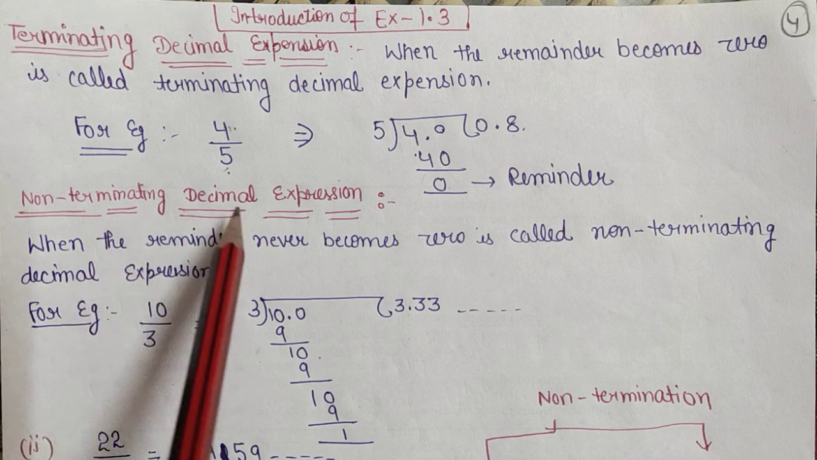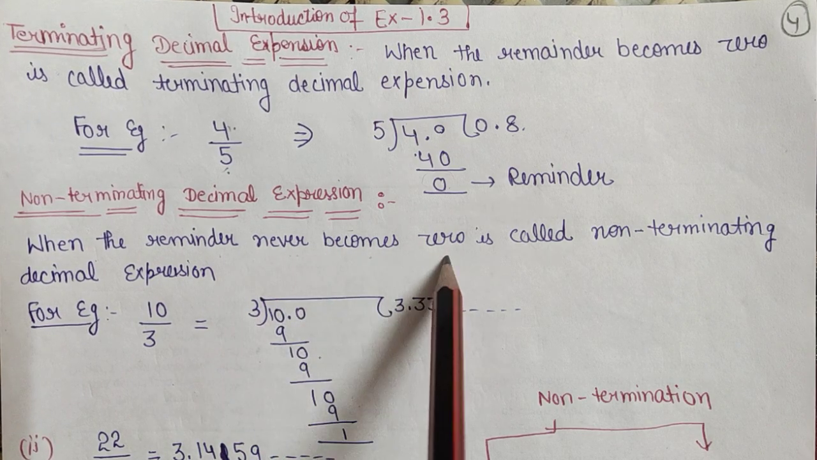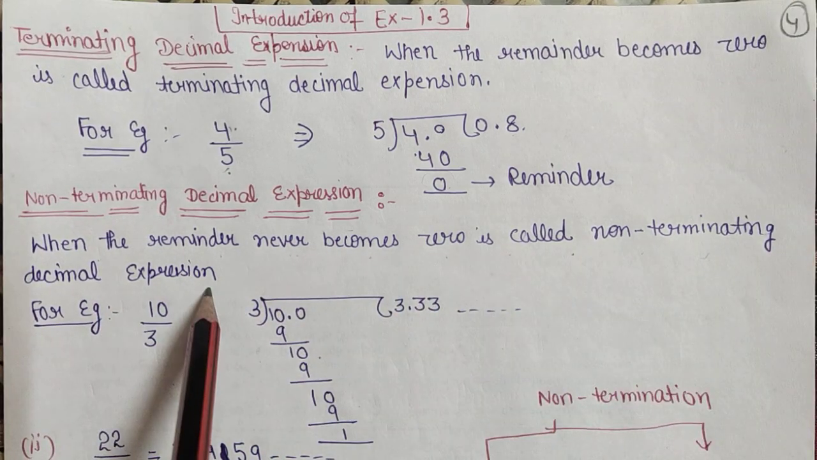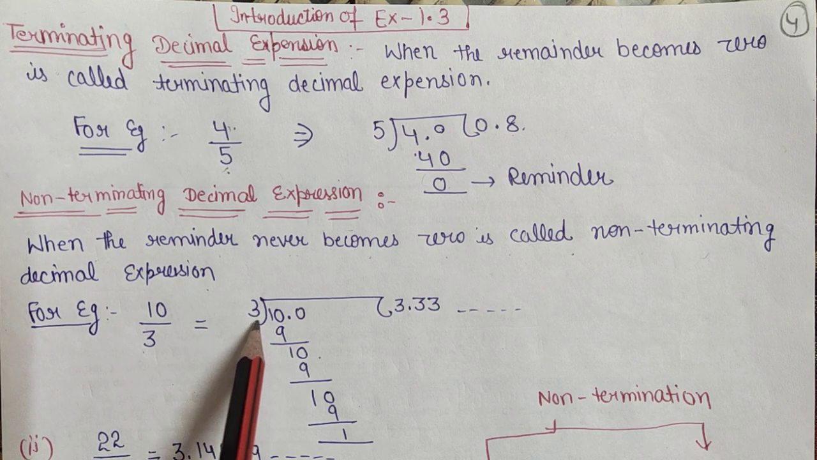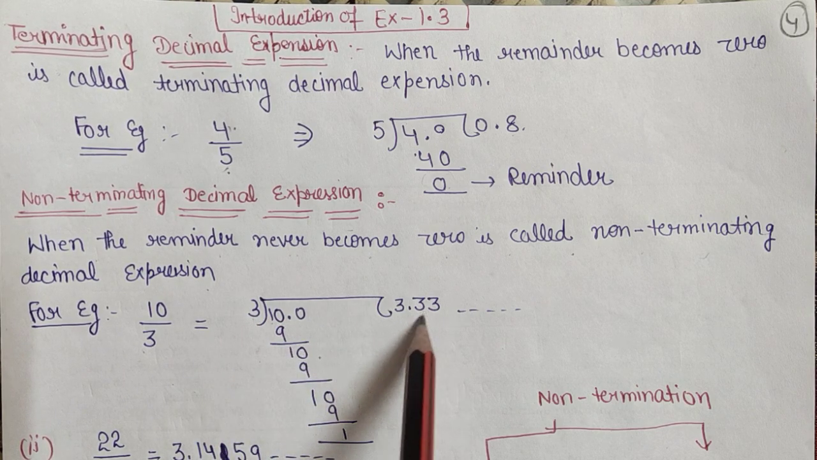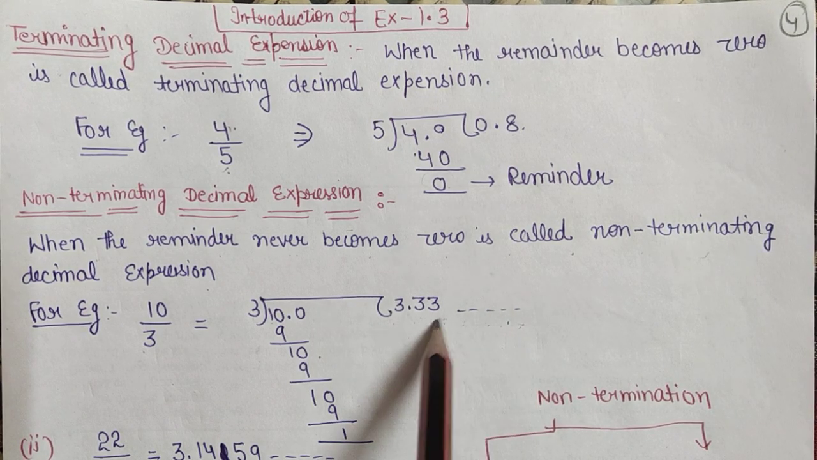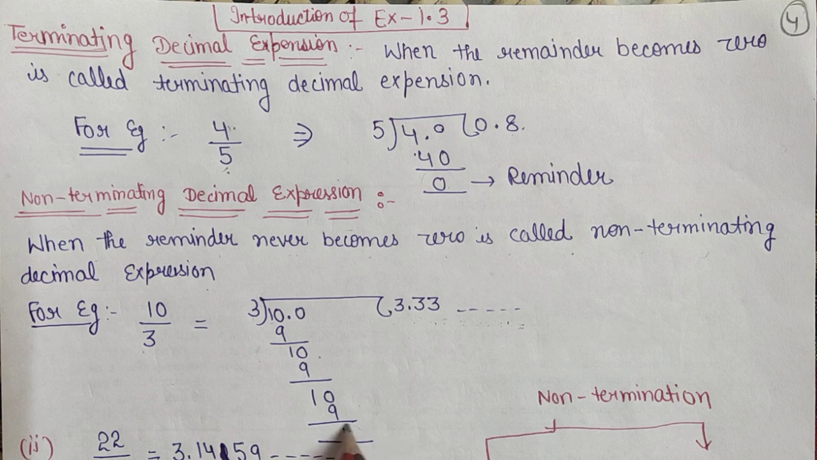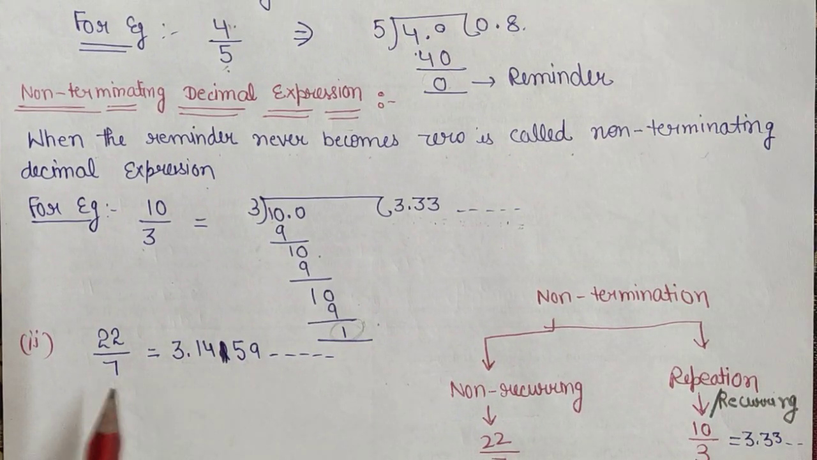On the other hand, when the remainder never becomes 0, it is called non-terminating decimal expansion. Let us suppose I take 10 by 3. When I divide 10 by 3, the decimal expansion will go on. 3.33333 with a dash will represent the same number. That means when your remainder is not equal to 0 and your decimal expansion is going on, it is called non-terminating decimal expansion.